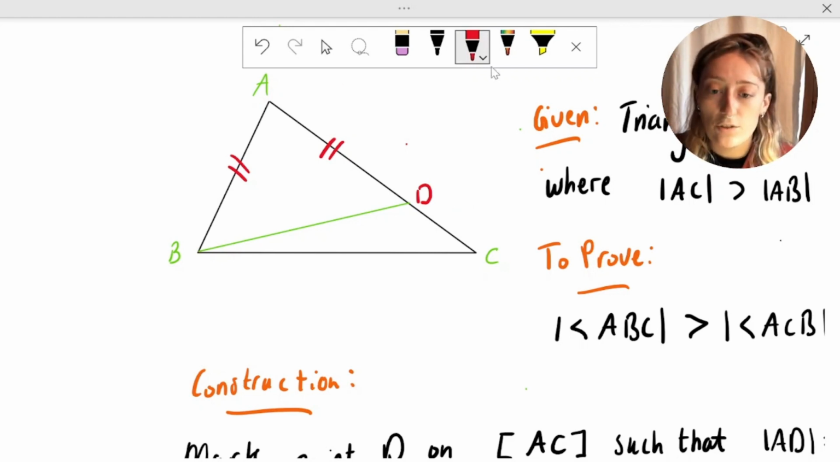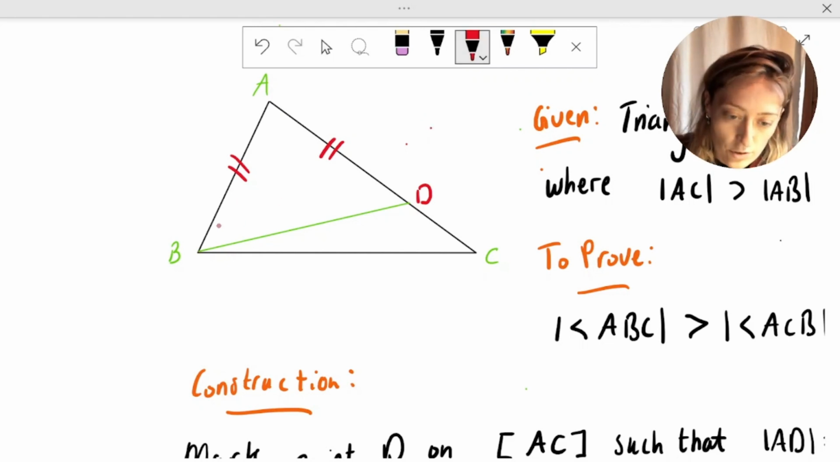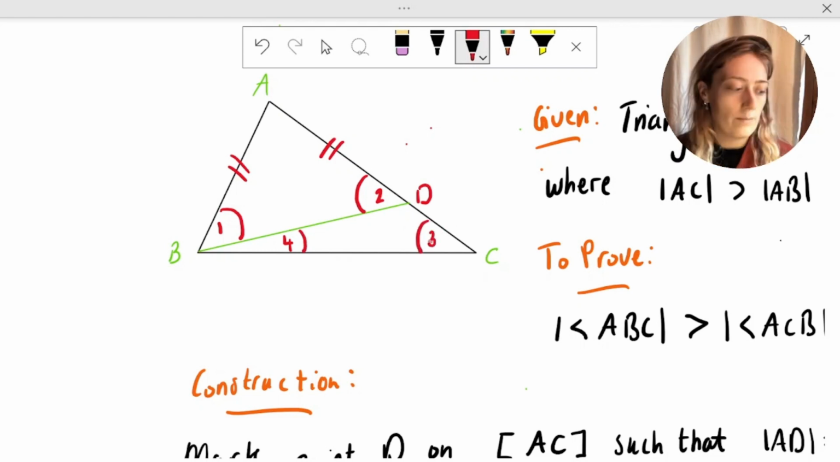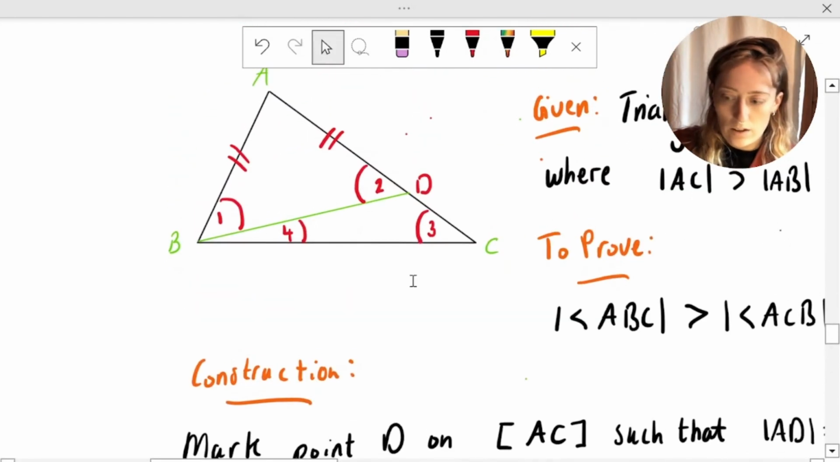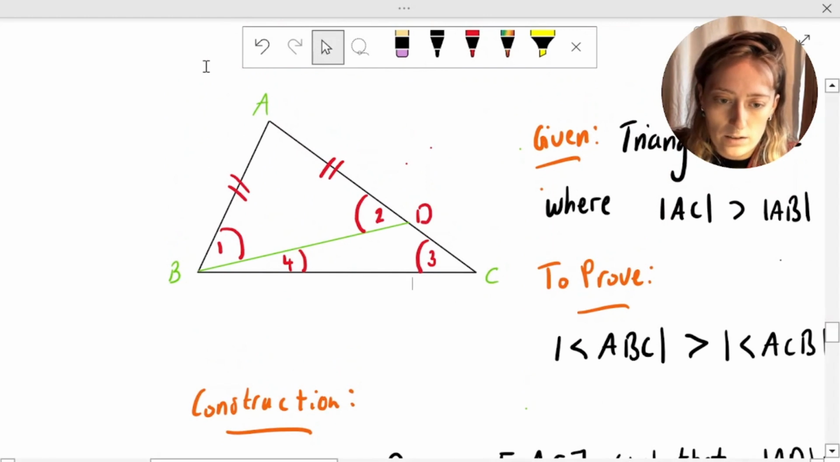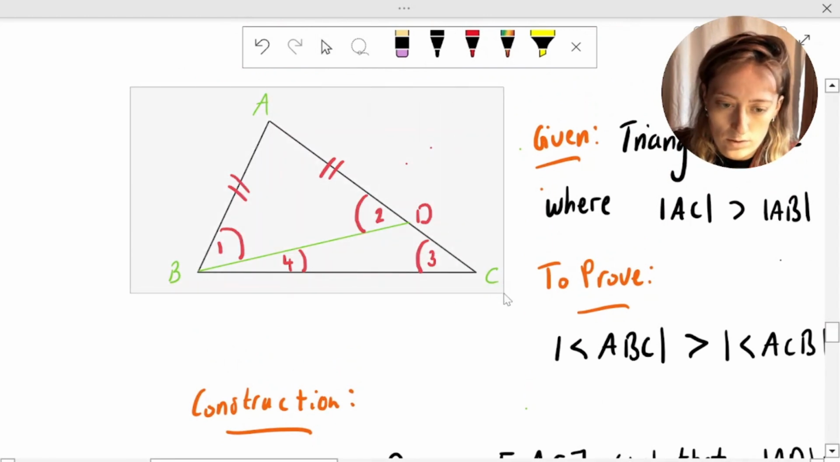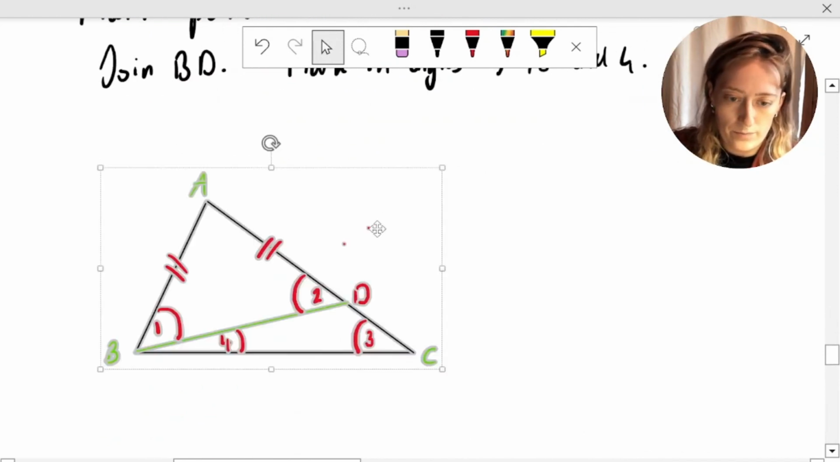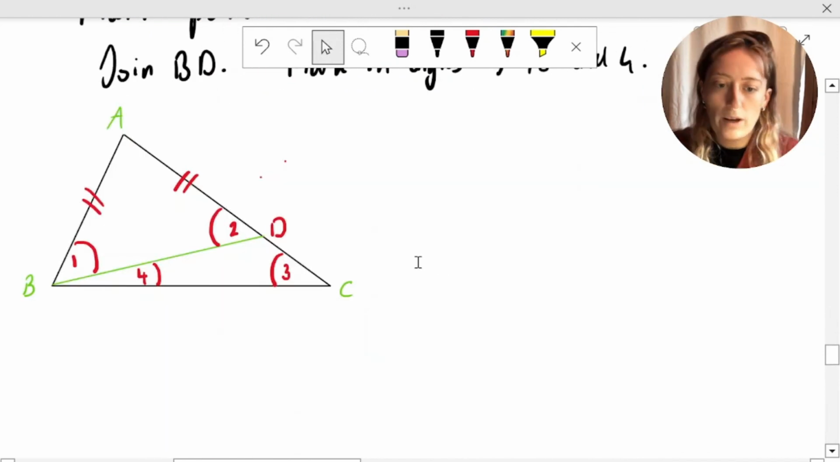And the last thing it says is just to mark in angles 1, 2, 3, and 4. And this is just going to be the following. This is angle 1. We're going to call this angle 2. We're going to call this one angle 4. And we're going to call this one angle 3. Okay, and our diagram is finished now. We're ready to do our proof. So let me actually just take this down. Lovely. Okay, let's start our proof.